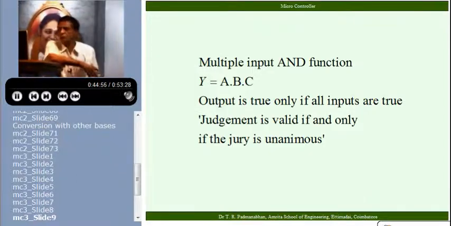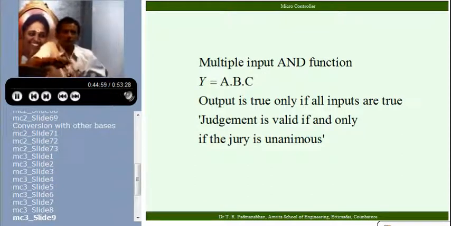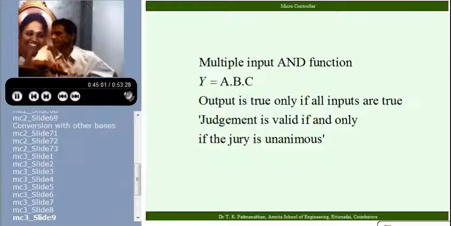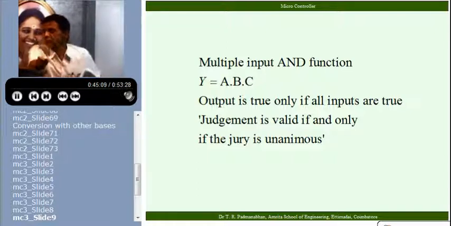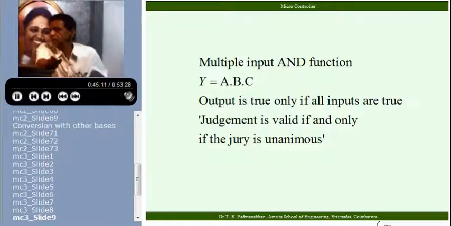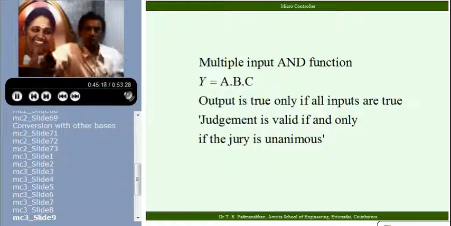I can extend the concept to multiple inputs. Y is A and B and C. The output is true only if all the inputs are true. Let me give a practical statement. The judgment is valid if every one of the jury is unanimous in the decision. So and so will be hanged only if every one of the jury agrees that he or she should be hanged. That's the equivalent of an AND function.